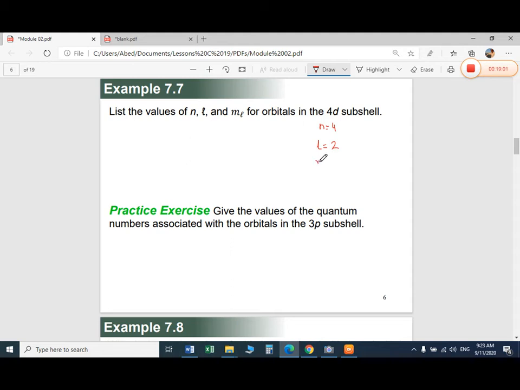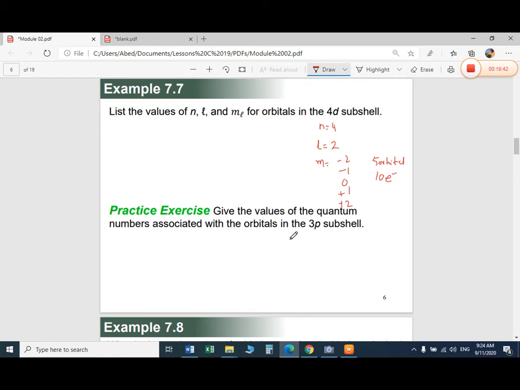And the ML you have to learn, and you have to remember that ML will be equal to -2, -1, 0, +1 and +2. These are how many orbitals? These are 5 orbitals. You count all these, just count the numbers, 5 orbitals, and it will be 10 electrons, because each orbital contains 2 electrons. Always the electrons will be double the number of orbitals. So now let us solve this exercise also.